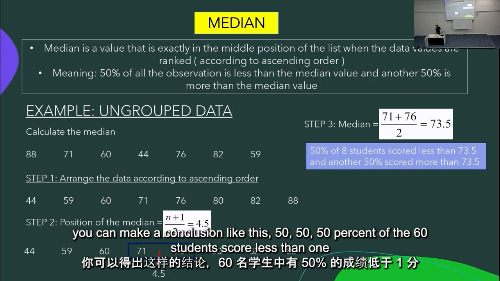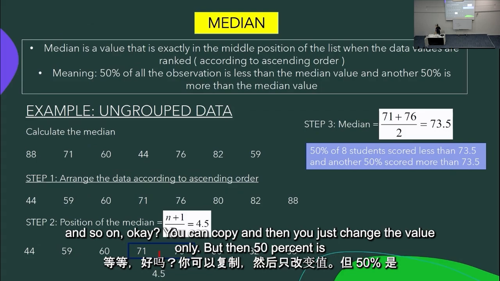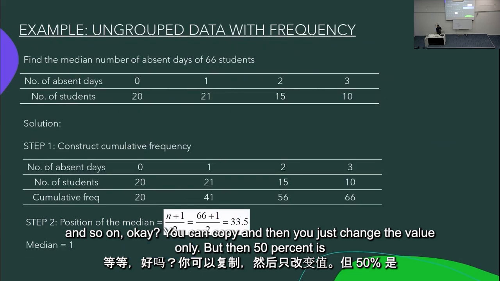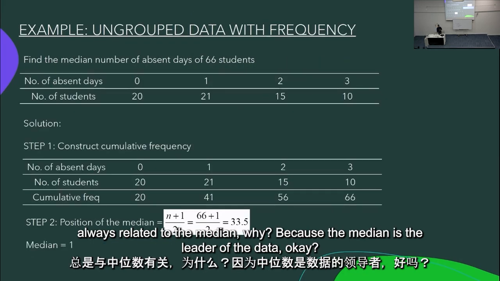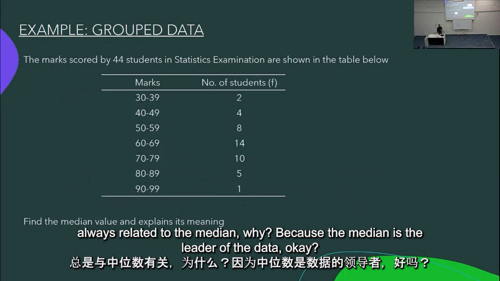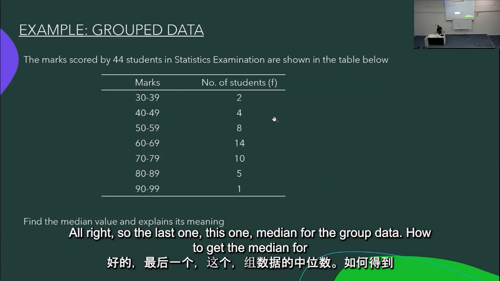So you can make a conclusion like this: 50% of the 66 students are absent less than 1 day, and so on. You can copy and then just change the value only. But 50% is always related to the median. Why? Because the median is the middle of the data.